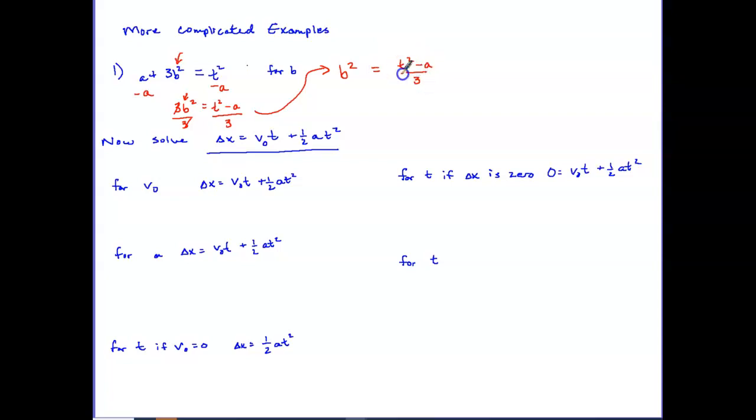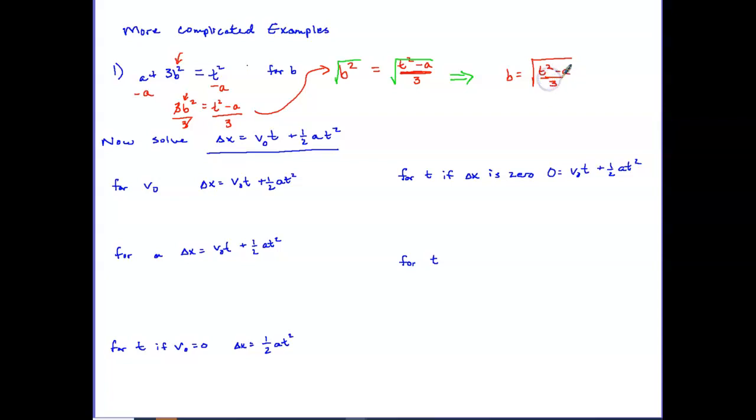And you can't really simplify that. You can't divide the 3 evenly into anything. It doesn't cancel out with anything. You can't combine like terms, so you have to leave it. And then the very last step, this is not equal to b. This is b squared. And if I want b, I then have to take the square root of both sides, which will give me, as my final answer, b equals the square root of t squared minus a over 3.